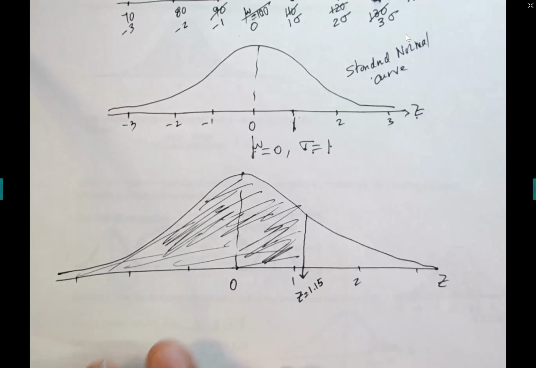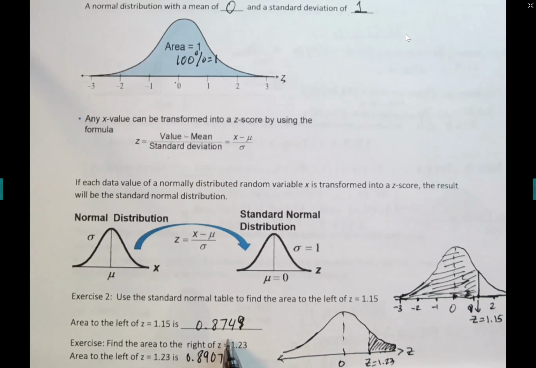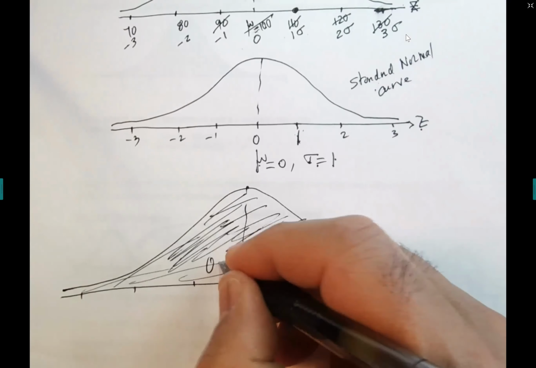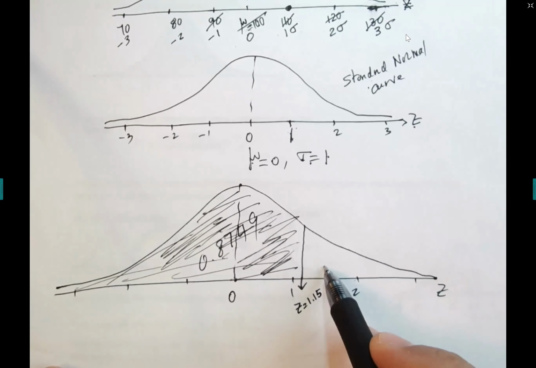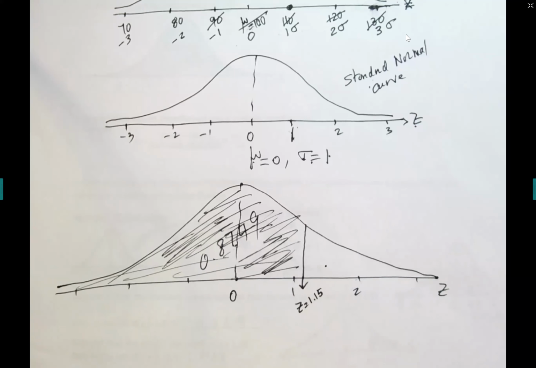So the one who says 75%, we're closer, and it's 0.8749. Okay. Now, what's the area to the right of z equals 1.23? Let me sketch it. So 0.8749, that's the area. You can tell what this area is, guys. It's 100% minus this. Now he wants the area to the right of 1.23. Let me sketch this one. Let's say this is 1.23, and that's what we want.